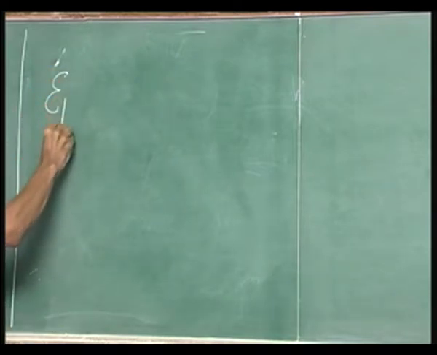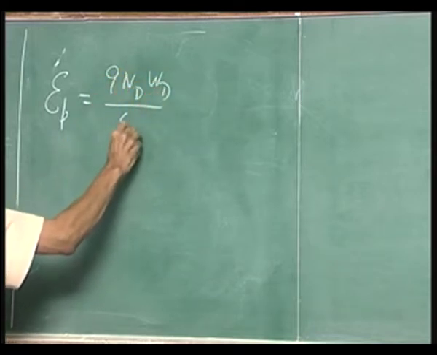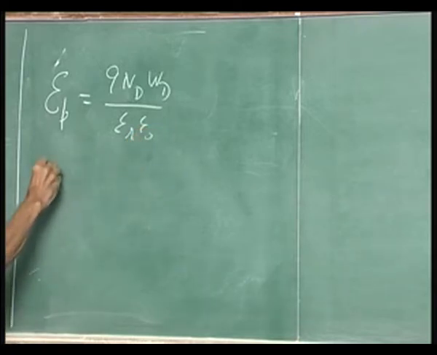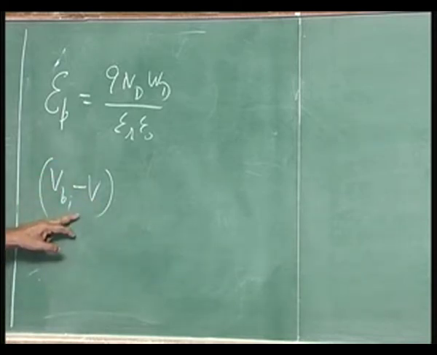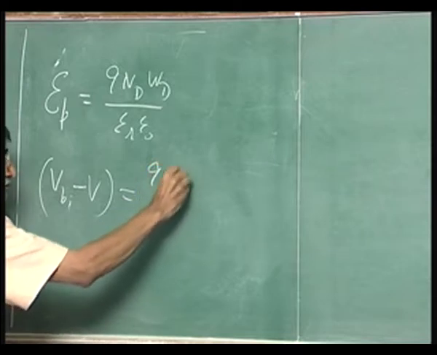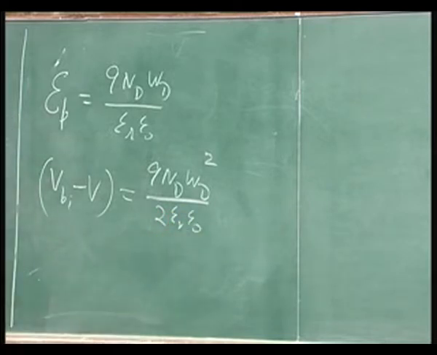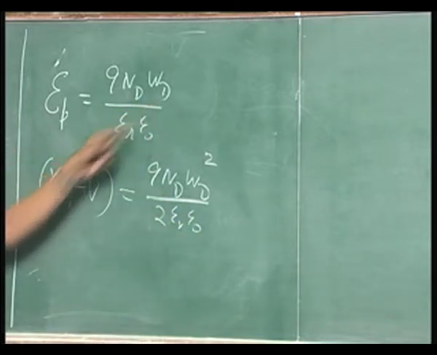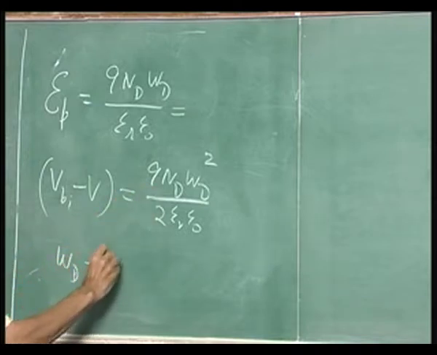So, peak electric field is q N_d W_d divided by epsilon_r epsilon_0, and (V_bi − V). In the forward bias case, this is negative. If V is reverse biased, it is adding. That is actually equal to what we get by substituting for that from here. So, therefore, this is equal to what? W_d is a standard formula.